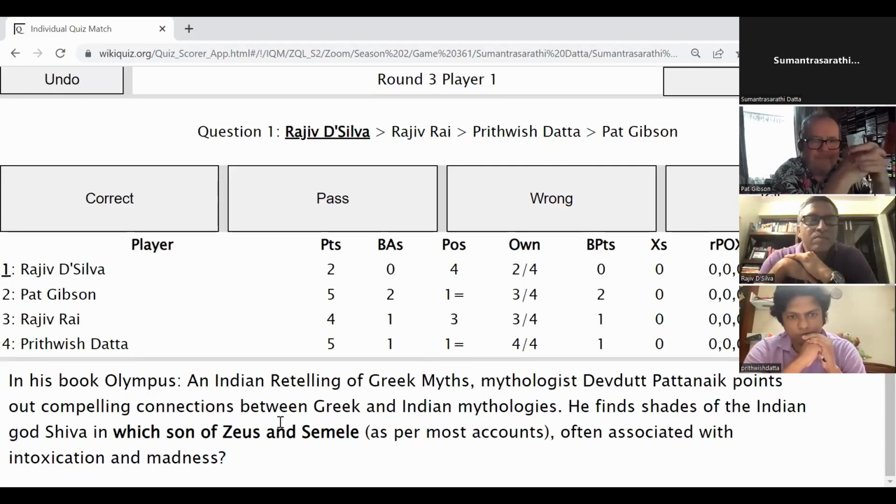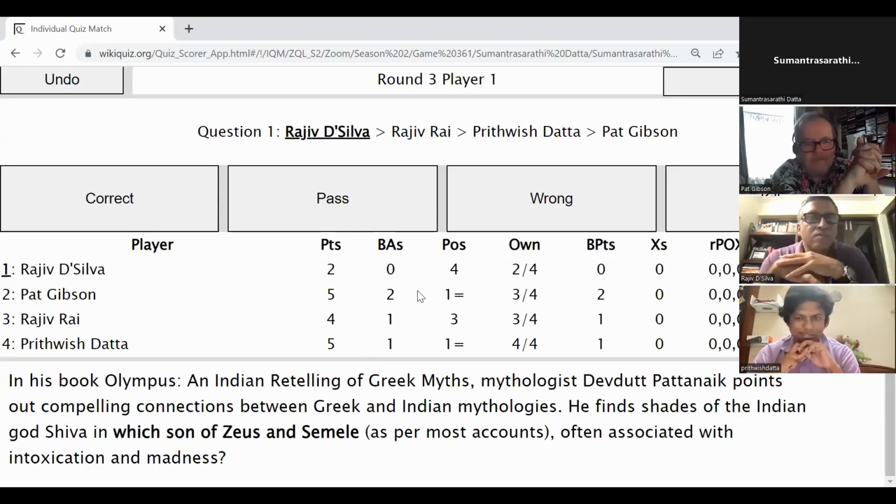In his book Olympus, an Indian retelling of Greek myths, mythologist Devdutt Patnaik points out compelling connections between Greek and Indian mythologies. He finds shades of the Indian god Shiva in which son of Zeus and Semele, as per most accounts, often associated with intoxication and madness? Bacchus.